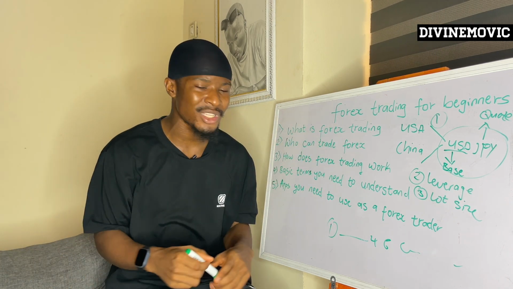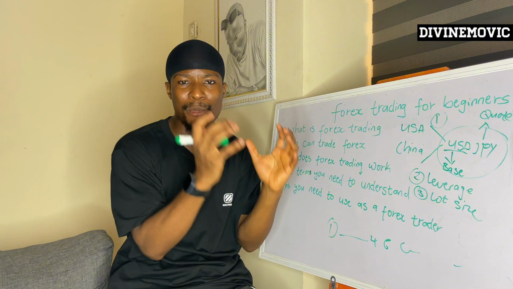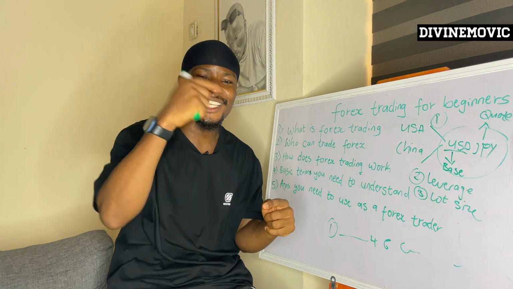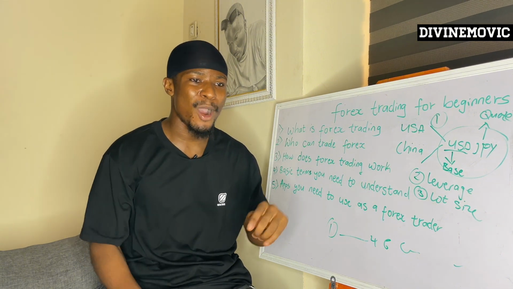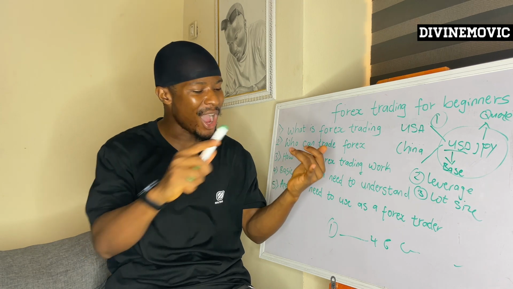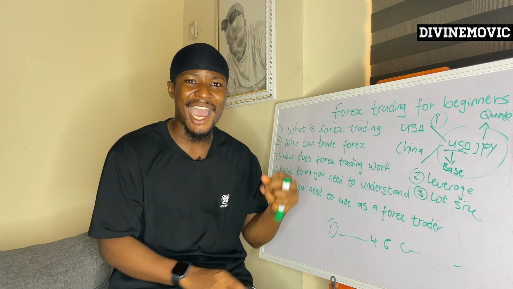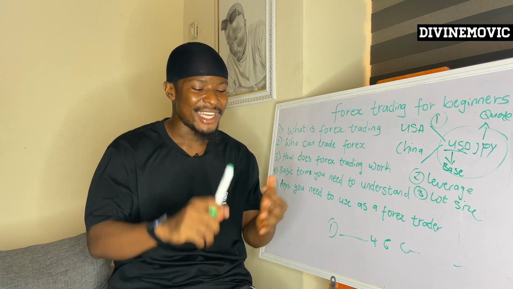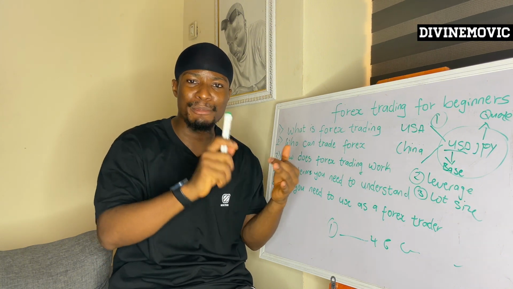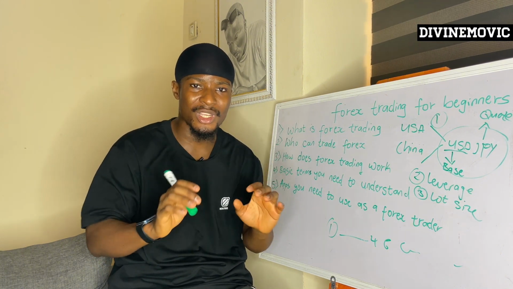So lot size simply tells us the size of a position I'm going to use and how much it is likely going to cost. Remember, we'll have 3 types of lot size: the micro lot size, the mini lot size, and the standard lot size. The standard is bigger than the mini, which is bigger than the micro. That's what you need to understand about lot size.